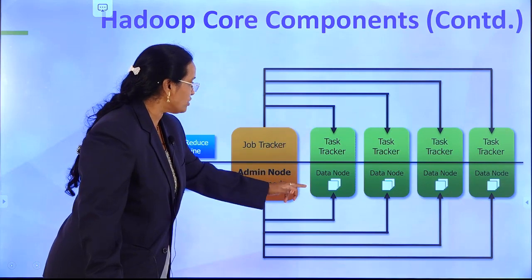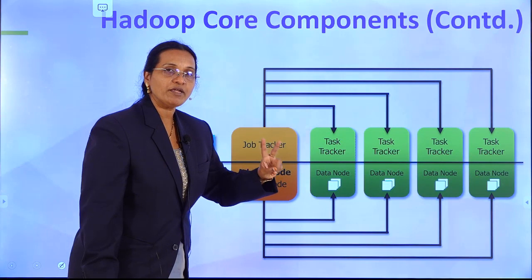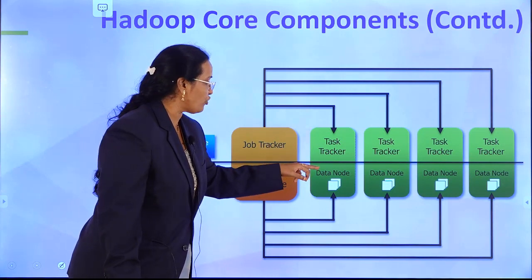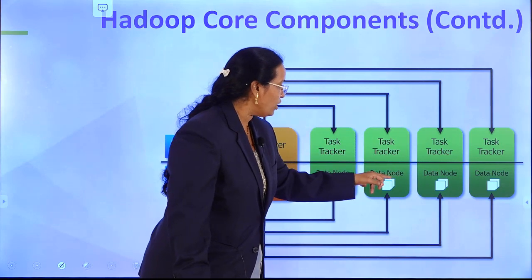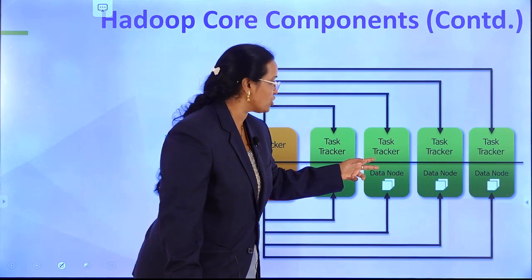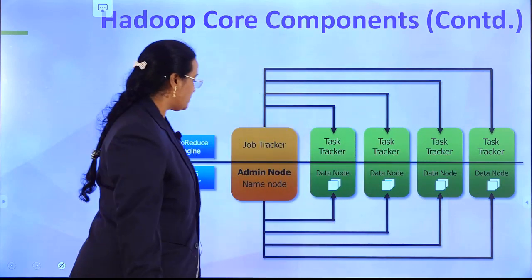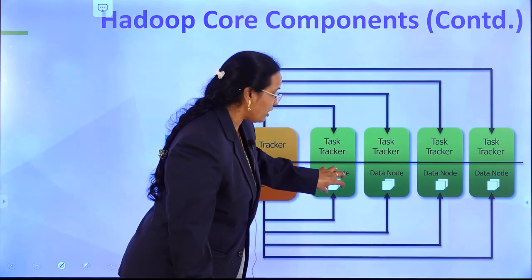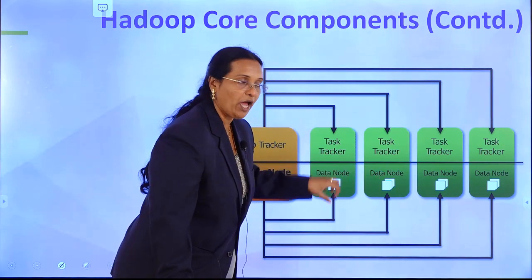On the slave nodes, you can see here, there will be two daemons running, that is called your data node and task tracker. On every node, there will be two daemons running, the task tracker and data node. And a piece of the data is stored here. On this data, the computation is going to happen.